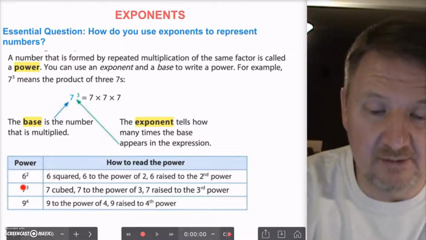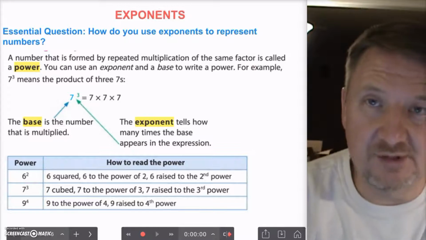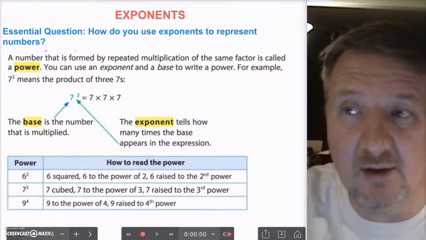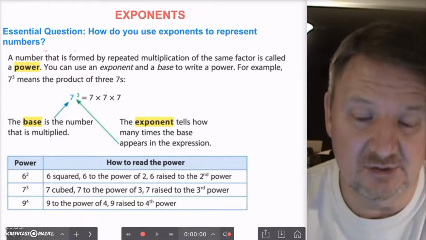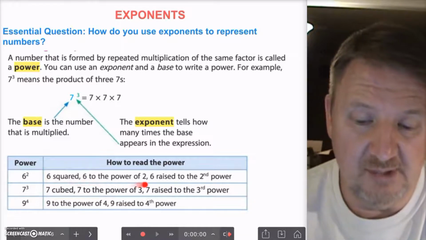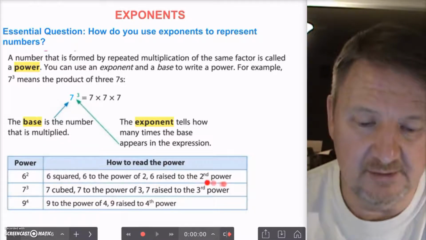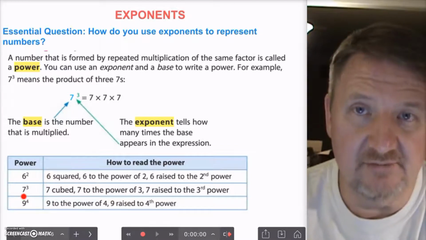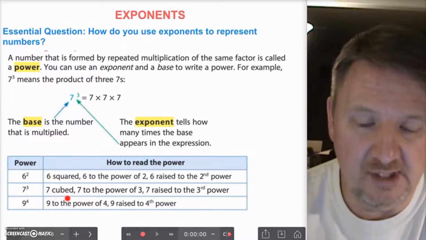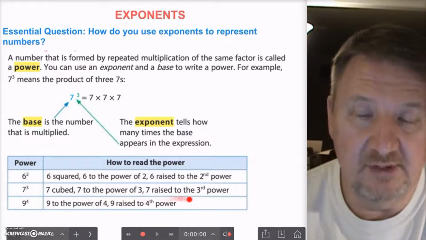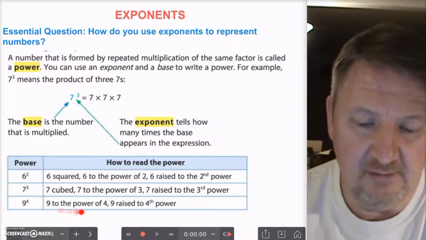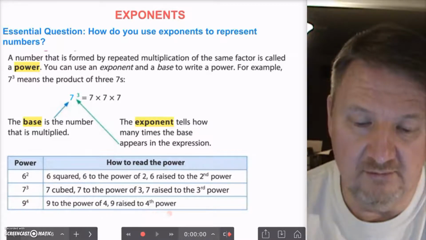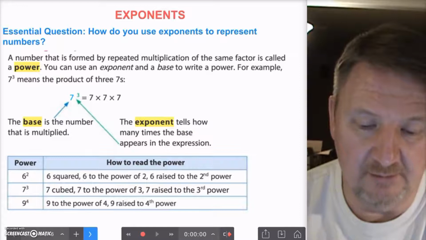So how to read the power? I don't always read it one certain way, but I'll read it at least a couple ways. Here I have 6 to the second power, or I can say 6 squared, 6 to the power of 2, 6 raised to the second power. Here we have 7 to the third power, so it's 7 cubed possibly, 7 to the power of 3, or 7 raised to the third power. Now all of these are just different ways of saying the same thing. 9 to the fourth power is 9 to the power of 4, or 9 raised to the fourth power.